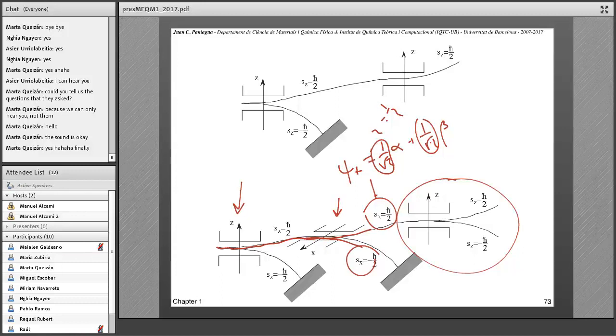This is the reason why, in order to specify a single state, we have to measure, of course, compatible observables, in order to keep the information in the successive measurements, okay? Well, let's go back to the other exercise.